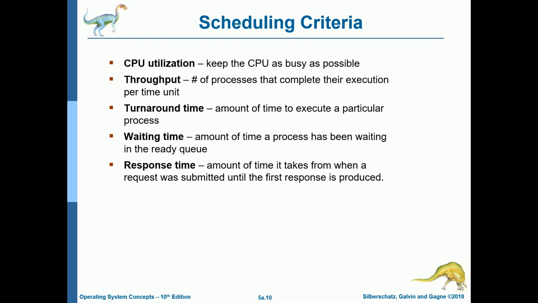We want to keep the CPU as busy as possible. Conceptually, CPU utilization can range from 0 to 100%. Now, in a real system, it should range from about 40% to about 90%.